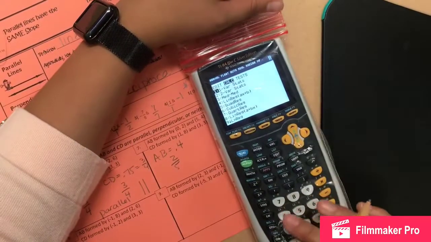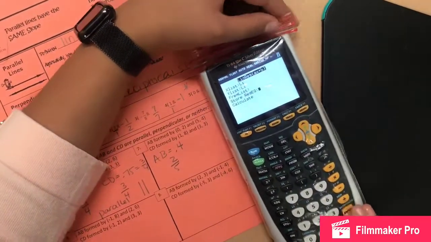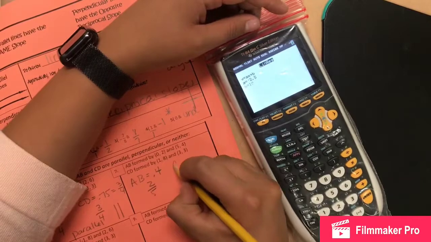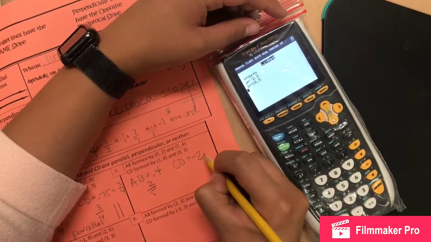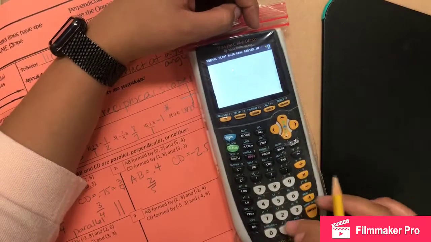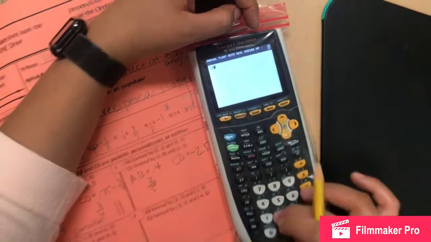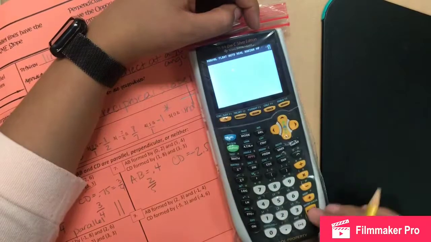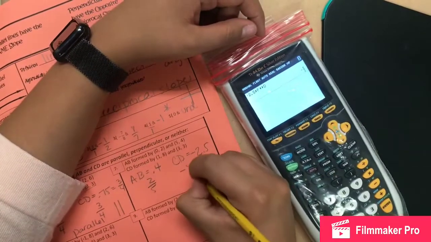Stat over to calc, number 4, enter, enter, enter, enter. The slope for CD is negative 2.5. Again, we don't want to leave it as a decimal, so negative 2.5, alpha y4, is negative 5/2. Now look at it, okay?